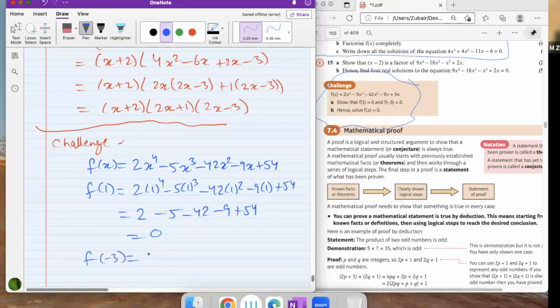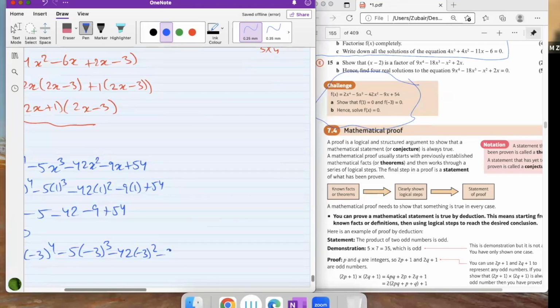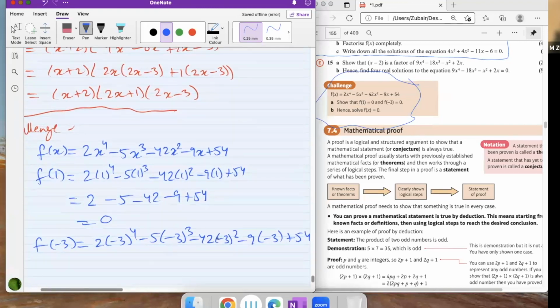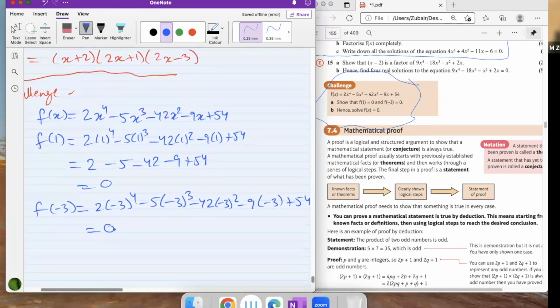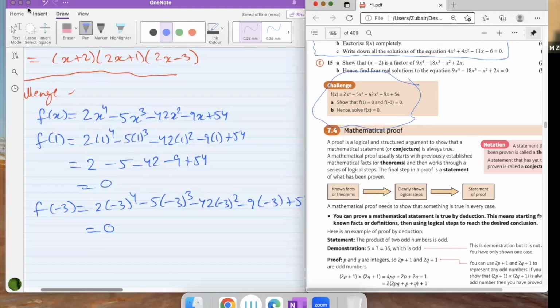And then f of minus 3. So 2 into minus 3 power 4 minus 5 into minus 3 power 3 minus 42 into minus 3 squared minus 9 into minus 3 plus 54. Again, using your calculator, this will be equal to 0. And it says, hence solve f of x equal to 0. 2x4 minus 5x cube minus 42x square minus 9x plus 54.